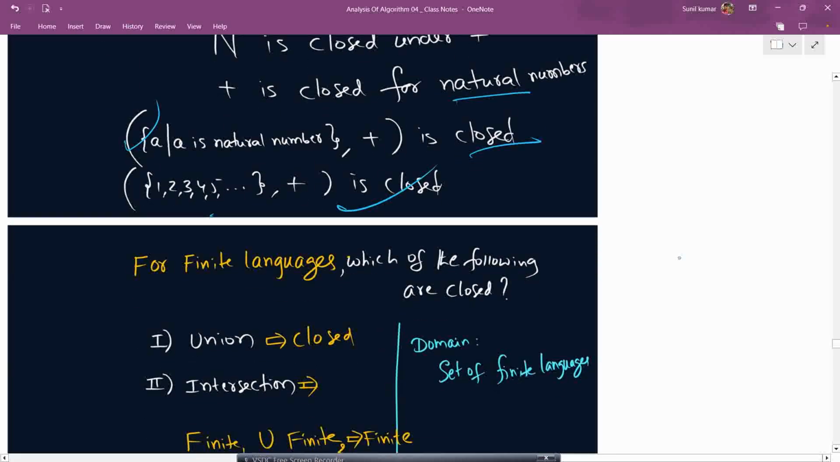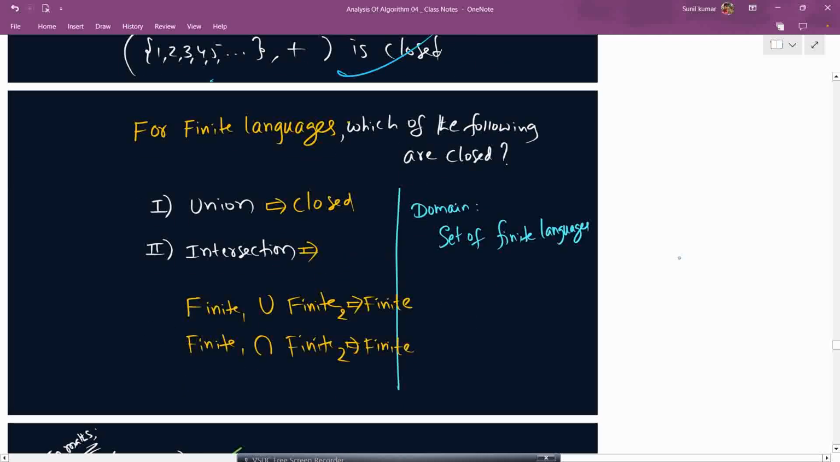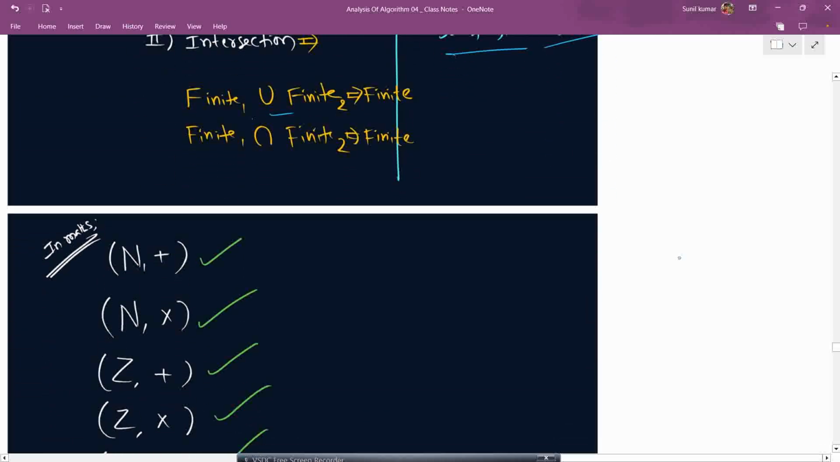We can ask for infinite languages which of the following are closed: union, intersection. So let's discuss these things also. Union and intersection on the domain, the set of finite languages, right? Finite 1 union finite 2 should belong to finite also.